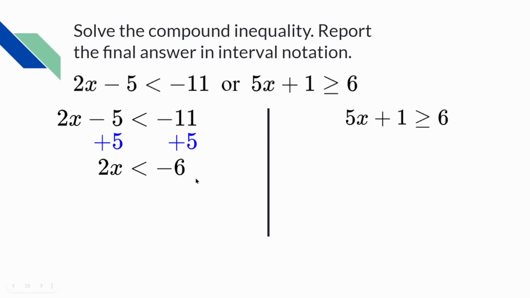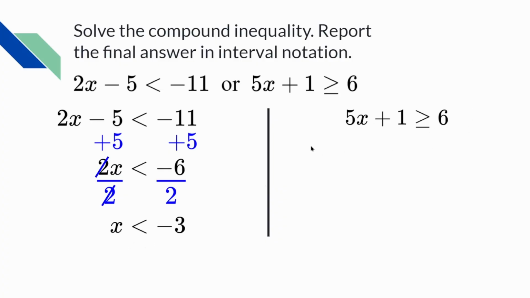Then we need to divide both sides by 2 to fully isolate the x. When we do that, the 2's cancel on the left-hand side, and that leaves us with x is less than negative 3. So this inequality on the left has been solved. We have x is less than negative 3.